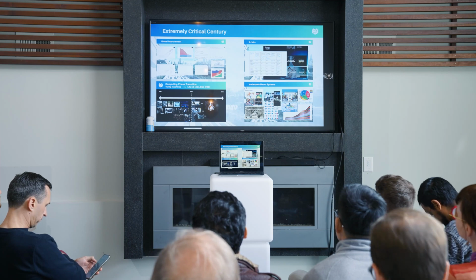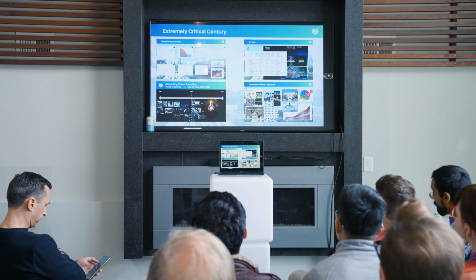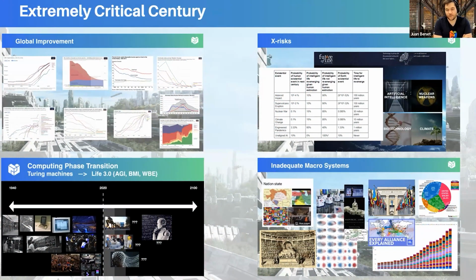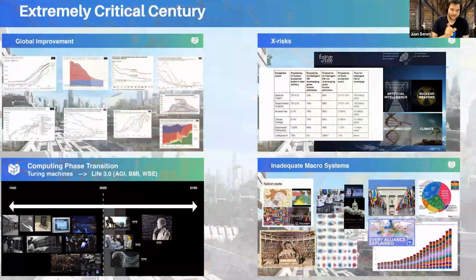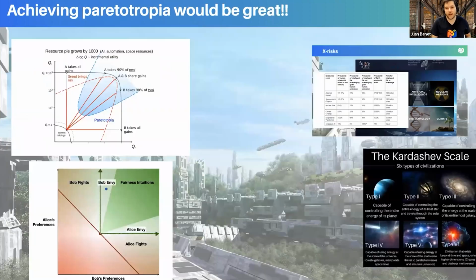So this claim about a critical century. I think everybody in this room, judging by familiar faces, is super aware that we've had a massive amount of improvement over the last few centuries. We're facing some extremely difficult X risks, and we're part of this computing phase transition, and it's really unclear what's going to happen over the next 80 years, or 200 or whatever, and it's extremely critical to make sure that this goes really well. And at the same time, our broader macro systems are pretty inadequate, so we don't have the tooling at a macro scale to be able to handle this kind of stuff.